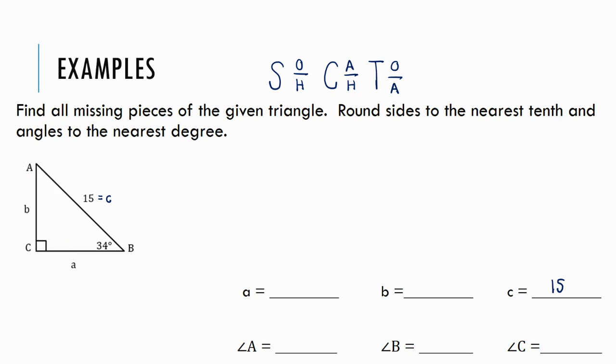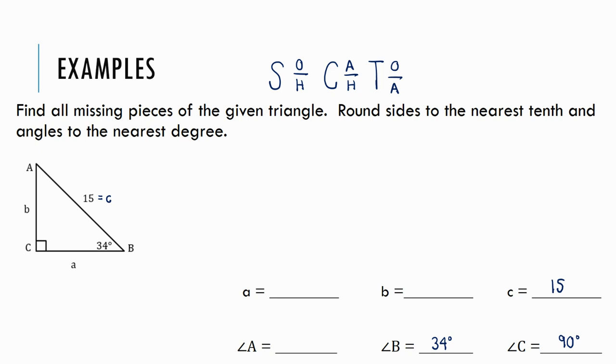Notice that we are given a 34-degree angle. Well, that's for angle B. So that's 34 degrees. Angle C is marked as a right angle, so that's 90 degrees. So once again, notice I'm giving you 3 pieces, and then we're trying to find the other 3. So we're trying to find 2 sides and an angle.